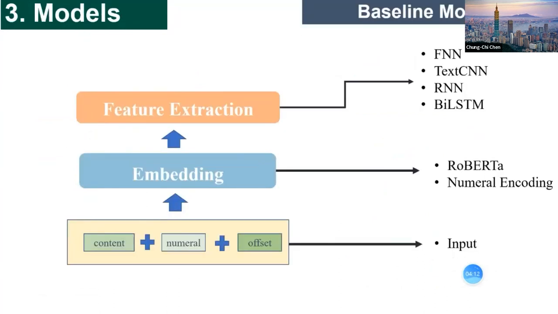In this paper, we use the BERT model as an embedding module without fine-tuning. We conduct experiments employing feed-forward neural networks, text convolutional neural networks, recurrent neural networks, and bidirectional long short-term memory as baseline models to extract features.